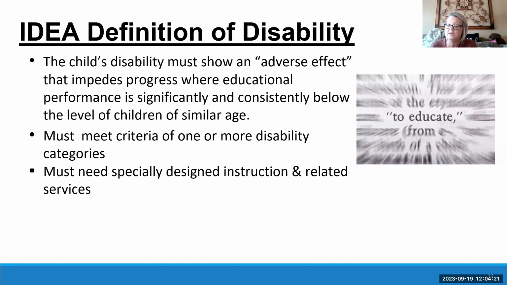An evaluation to determine eligibility must occur. The student must meet criteria of one or more disability categories and must need specially designed instruction and related services. You will have an eligibility form included in your packet of information that should have been given in the chat box.